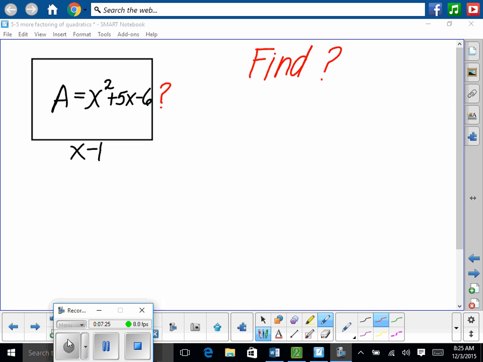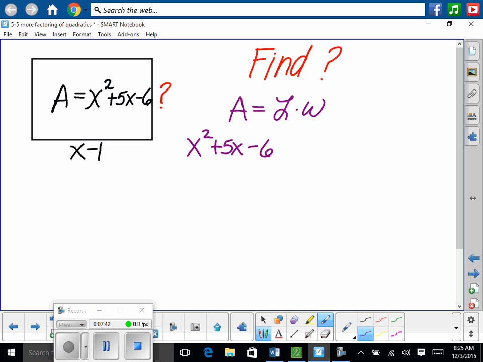So I'm going to just set up the statement right now just to see what I'm looking at. So I know in general area of a square or rectangle is length times the width, right? Yes. So then our area is x squared plus 5x minus 6, and that's equal to our length, which is x minus 1, times our width.